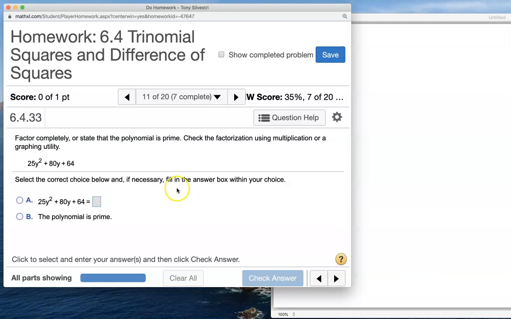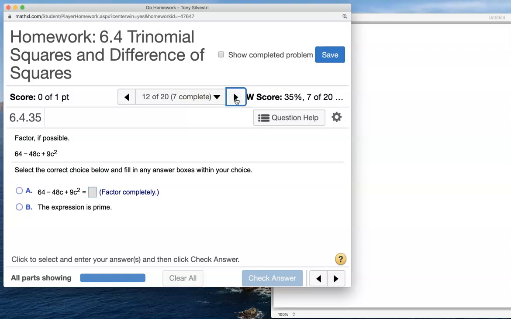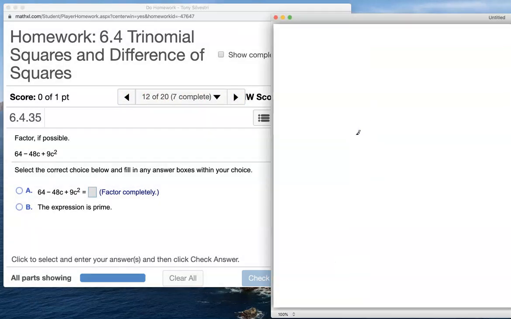All right. Now I'm going to skip that one. Okay, let's do this one. First off, I'm going to move these terms around.